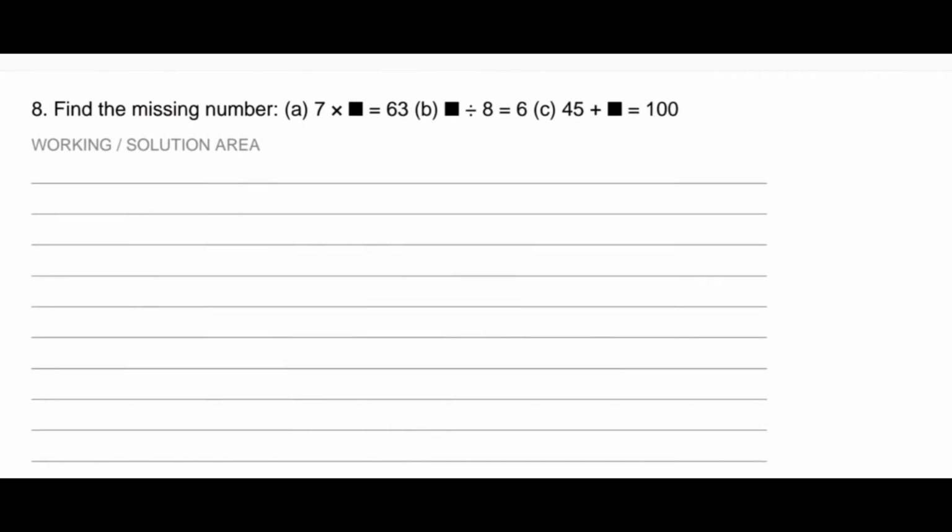So let's look at this one. Number 8. Find the missing number. This one is very simple.